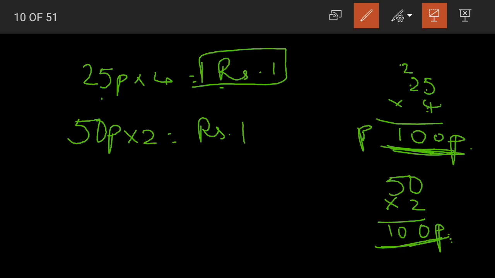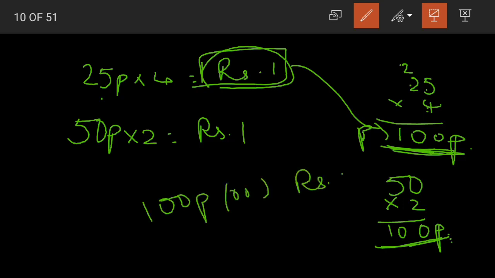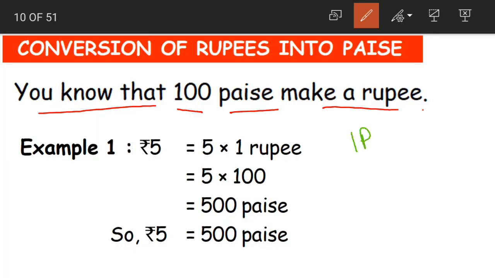Now what can we understand from this? How many paise does 1 rupee have? 1 rupee has 100 paise. 1 rupee is equal to 100 paise. You can call it 100 paise, or simply you can call it 1 rupee. Now 1 rupee is equal to 100 paise. Now how much will 5 rupees be equal to?